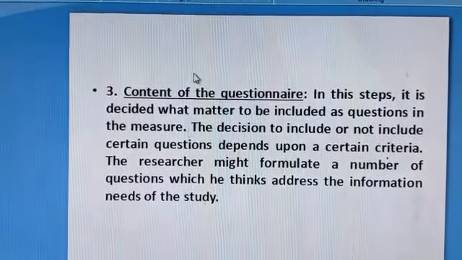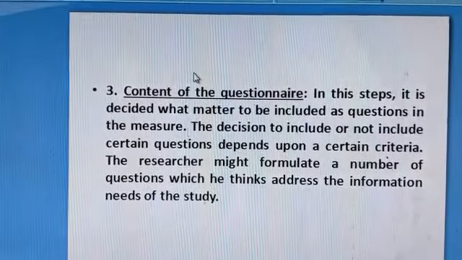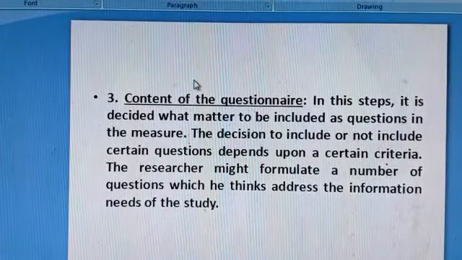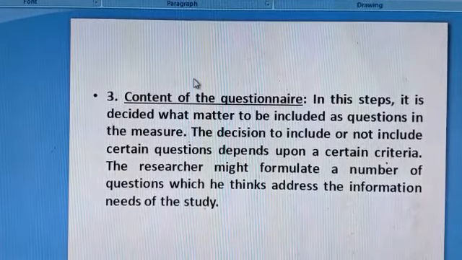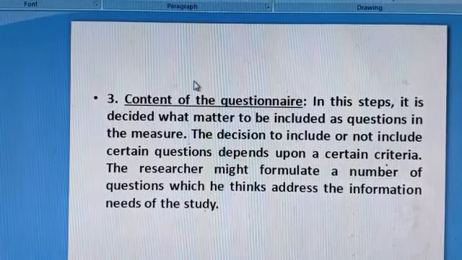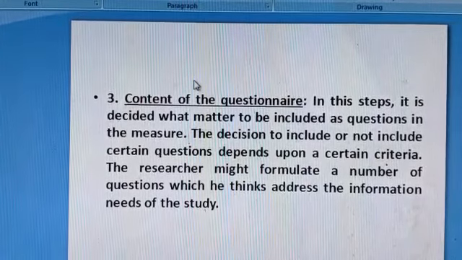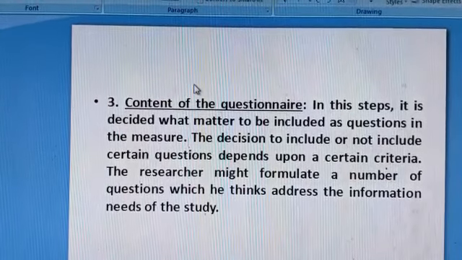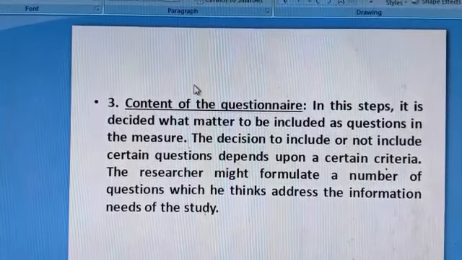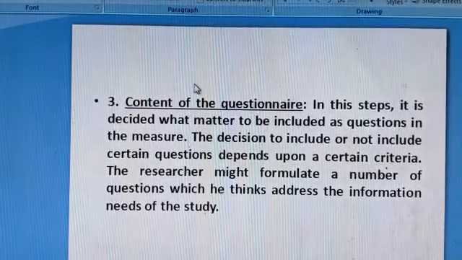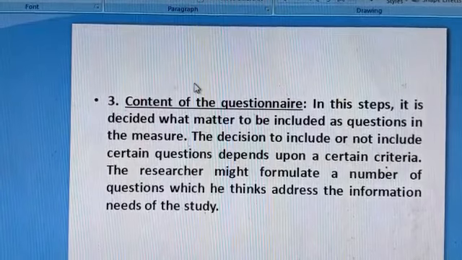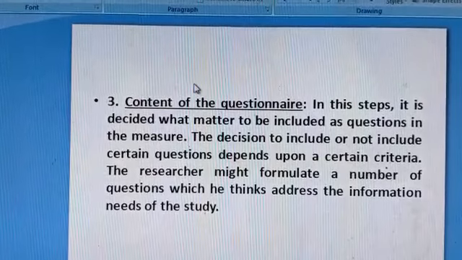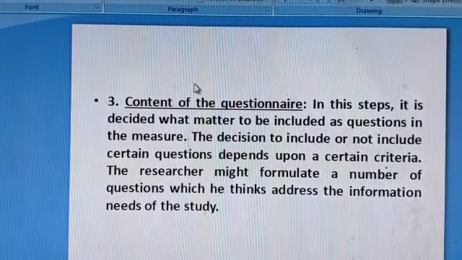Third, what will be the content of the questionnaire. In this step we decide what matter to include as questions in the measure, and the decision to include or not to include certain questions depends upon certain criteria. So you have to decide which questions to include and which not to include. Here the researcher might formulate a number of questions which he thinks address the information need of the study. Means you have to look into what information you require for the study, and depending on that you formulate these questions.